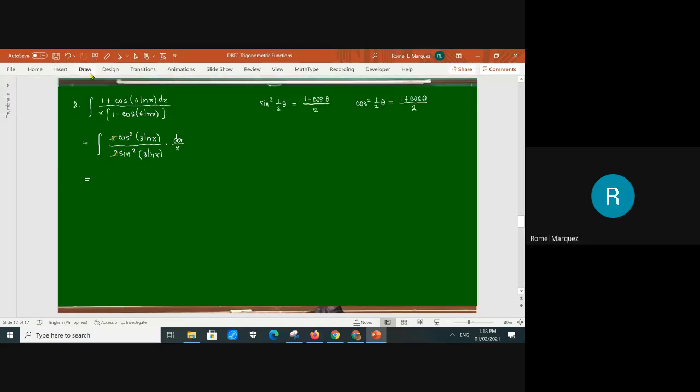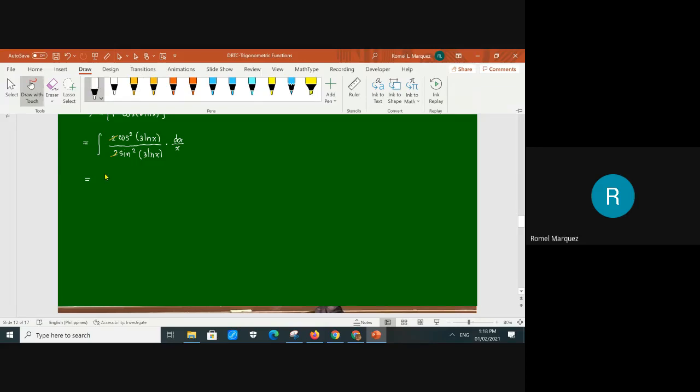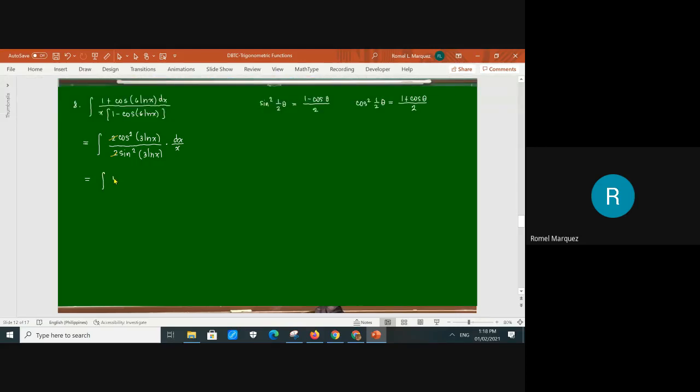And what is the identity for sine squared over cosine squared, guys? That is cotangent squared of 3 ln x. But still, this is not in the formula. So I can have an identity for this again. What is the identity for cotangent squared, guys? That is cosecant squared 3 ln x minus 1. Because 1 plus cotangent squared is cosecant squared. Okay?